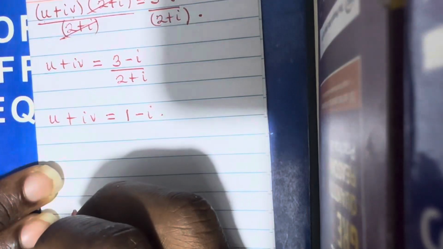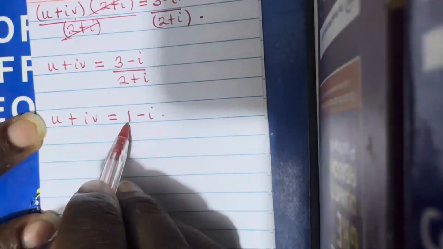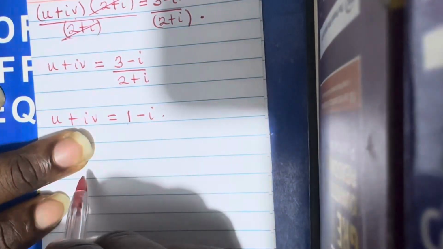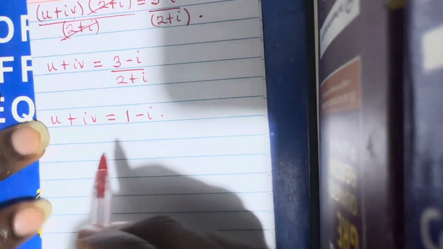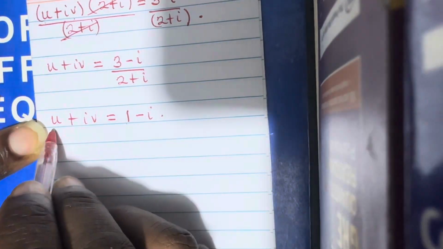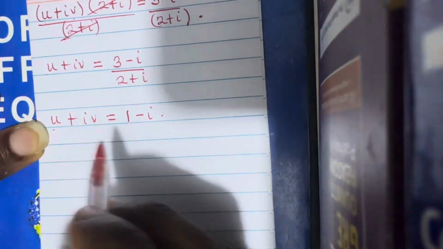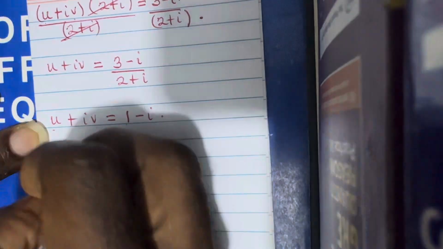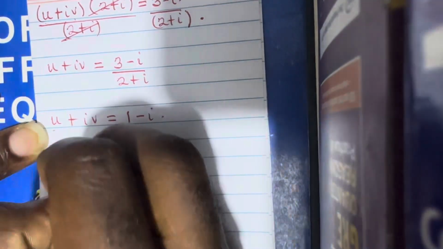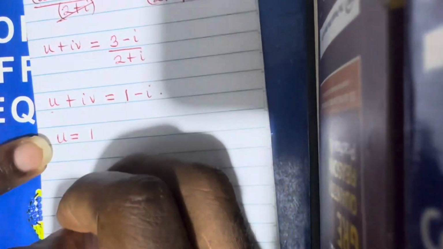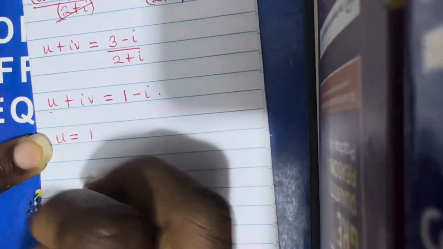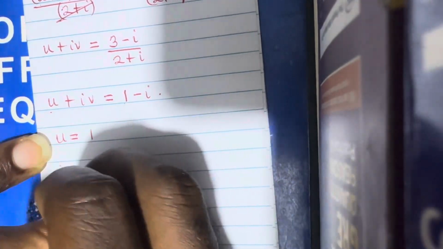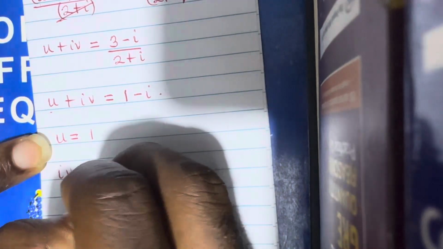Right. Now at this point, I simply compare and equate. I compare the real part to the real part and the imaginary part to the imaginary part, and I equate. So u would directly be equal to, by comparison, 1. So u is equal to 1. And for the v part, for the imaginary part, I'm going to have iv to be equal to -i.